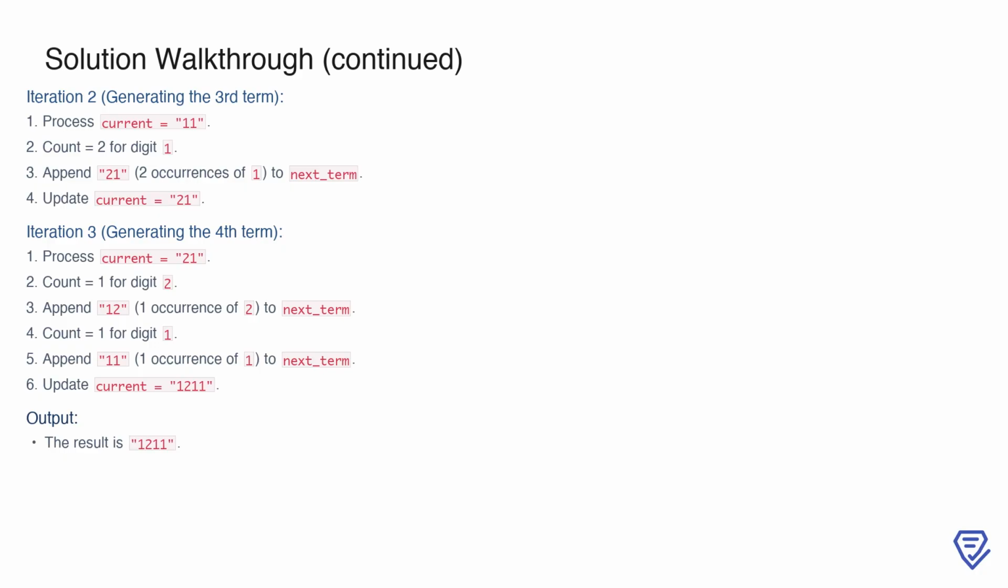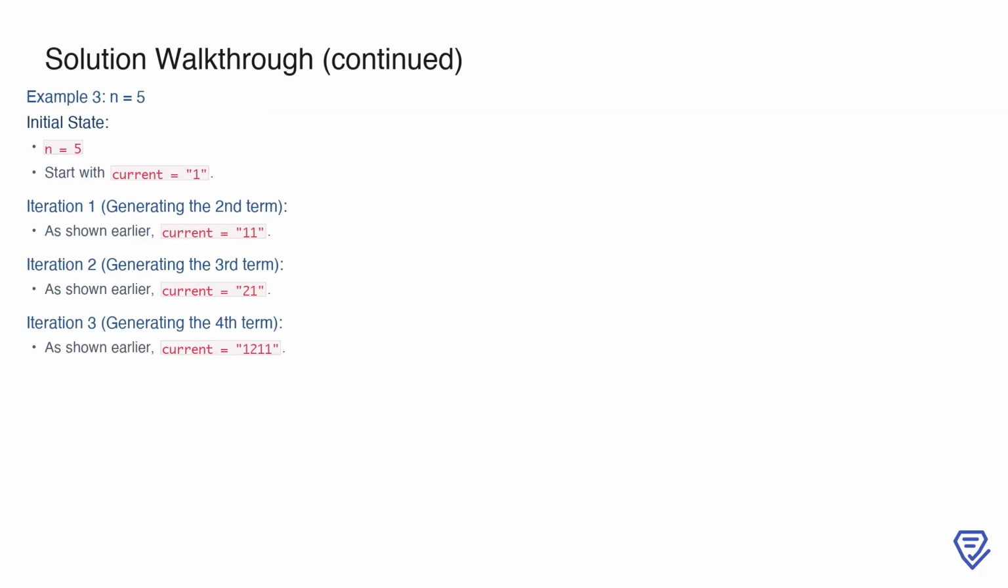Next, for the fourth term, we process 21. First, there's one occurrence of the digit 2, so we append 12. Then, there's one occurrence of the digit 1, so we append 11. This gives us the next term, 1211, which becomes the new current string. At this point, we have successfully generated the fourth term in the sequence.